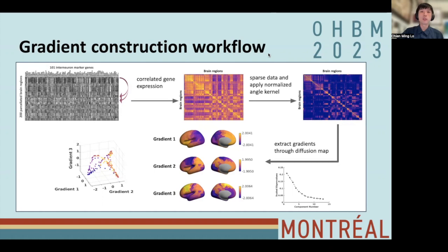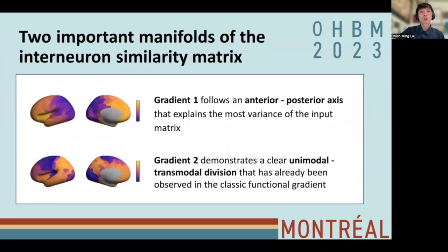Each of these gradients represents distinct aspects of the gene similarity matrix. We will focus on the first two gradients as they explain the most variance in our data. As you can see, gradient 1 follows an anterior to posterior axis that explains the most variance of the input matrix. And gradient 2 demonstrates a clear unimodal to transmodal division that has already been observed in the classic functional gradient.